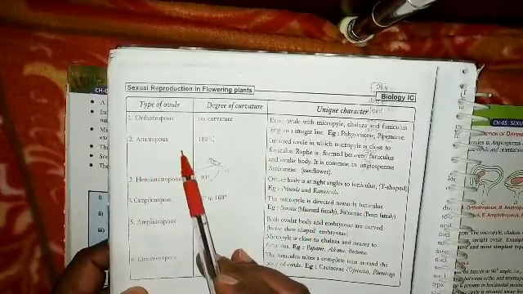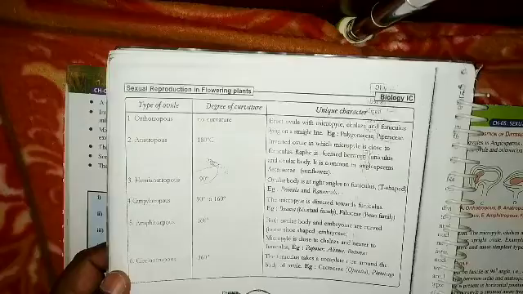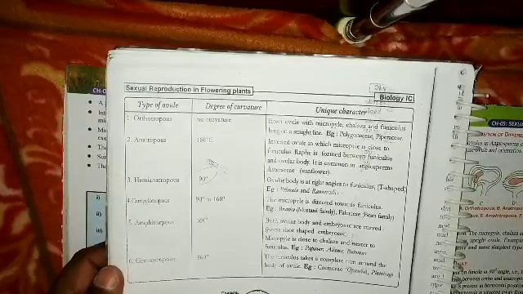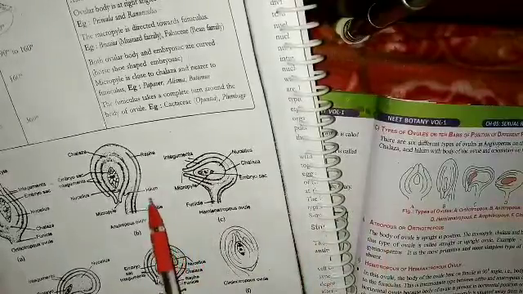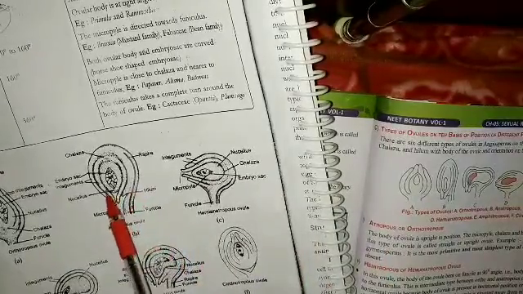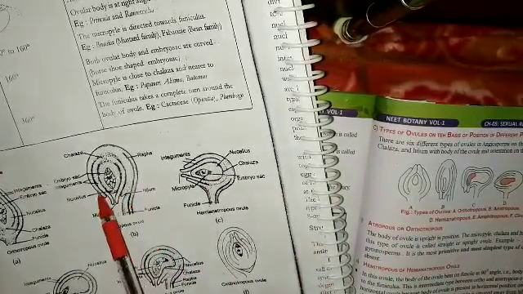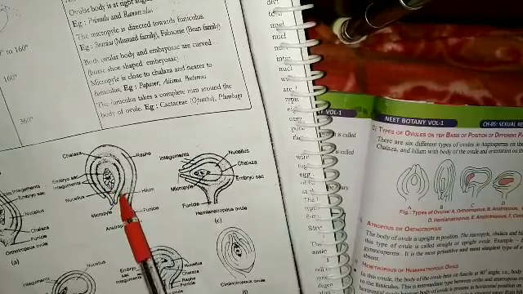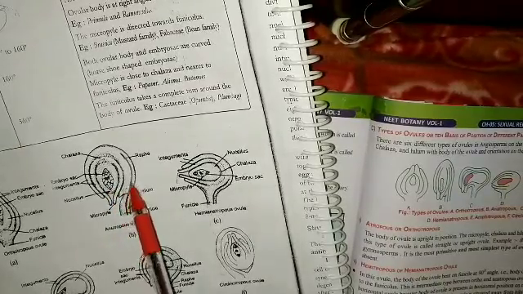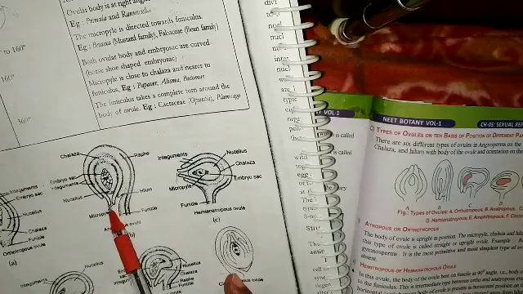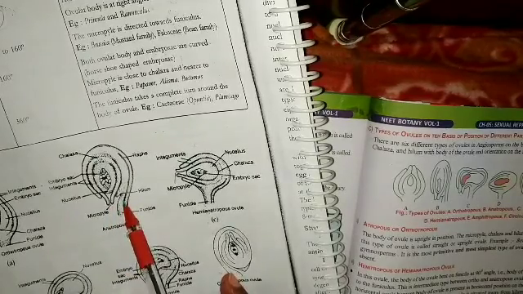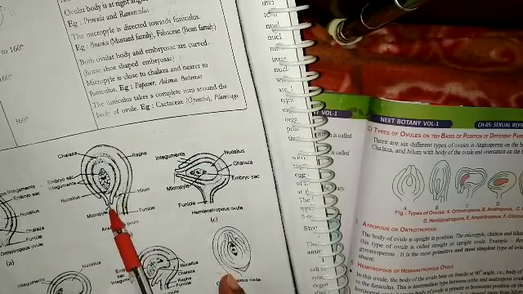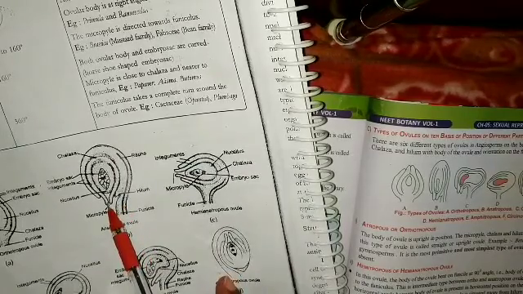Coming to the anatropous ovule, it is a typical ovule. In this anatropous ovule, the ovule is inverted, in which the micropyle is close to the funicle. This is the funicle, and the funicle is close to the micropyle.